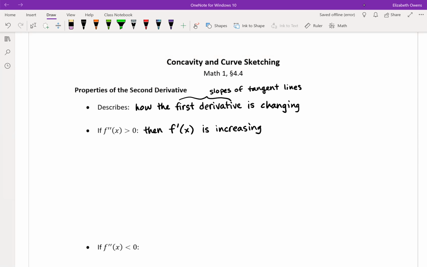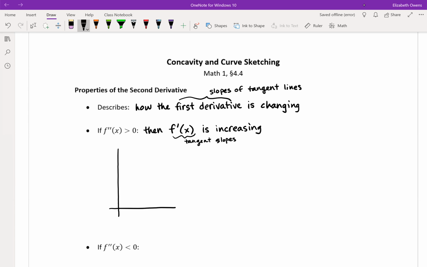But if we look at what this really means, the first derivative, f prime of x, is giving us slopes of tangent lines. And so those slopes of tangent lines are increasing. So if we think about what that looks like, I'm just going to write that in again. Tangent slopes are increasing.